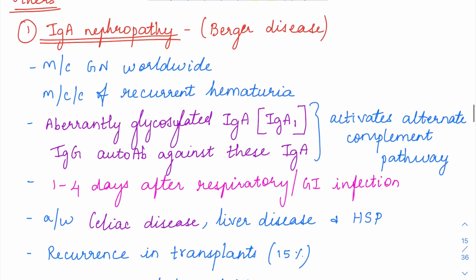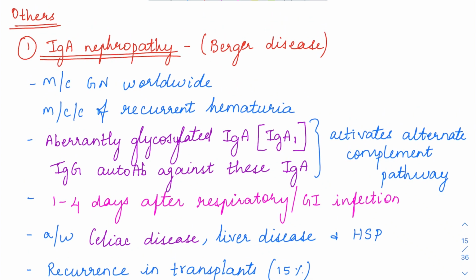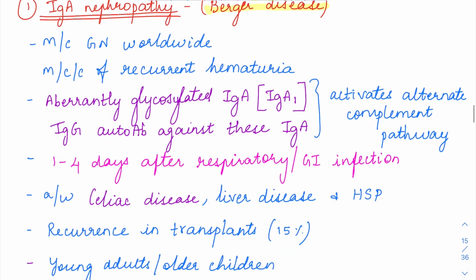Another kind of glomerulonephritis is IgA nephropathy. IgA nephropathy is also called Berger's disease. Remember, Buerger's disease was something else, TAO, which we saw in the vasculitis chapter. That had a U. Here in IgA nephropathy, the U is not there. It is just Berger. So Berger's disease is also called IgA nephropathy.